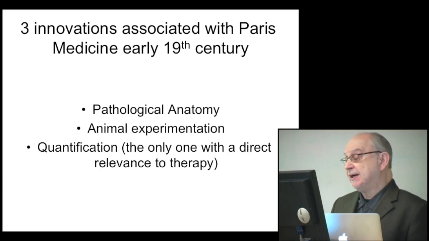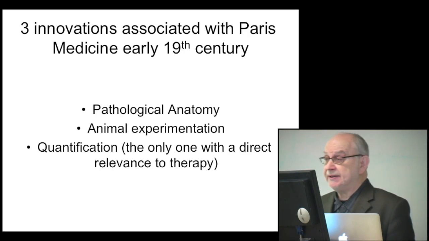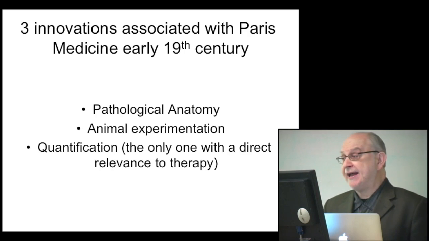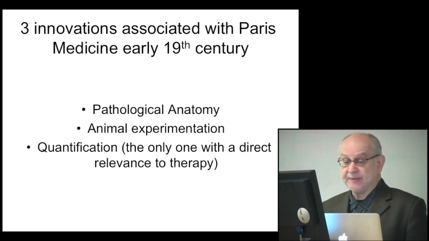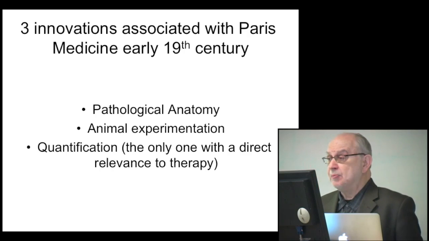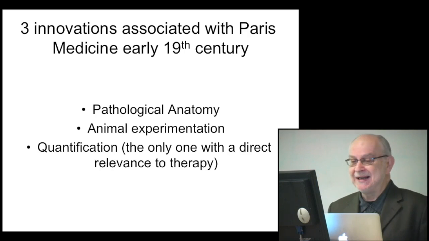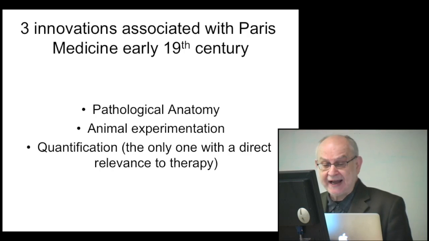A second one was animal experimentation, which was done with some frequency in Paris in the early 19th century, and which led primarily to physiology, the development of experimental physiology. And the third one is quantification, probably the major, I say the only one, but let me qualify and say it's the major innovation which had actual therapeutic relevance.